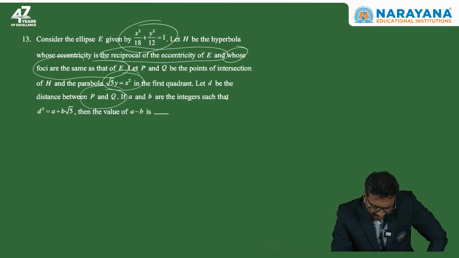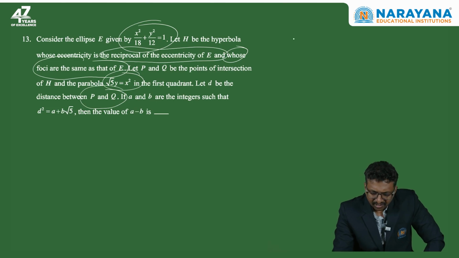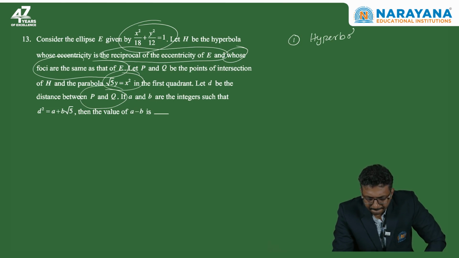A and B are integers such that D square is equal to A plus B root 5. What is A minus B? So first let us go for the hyperbola. So x square by 18 plus y square by 12 is equal to 1. So what is the eccentricity?